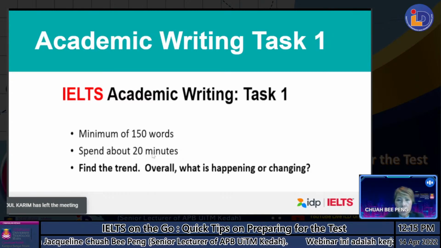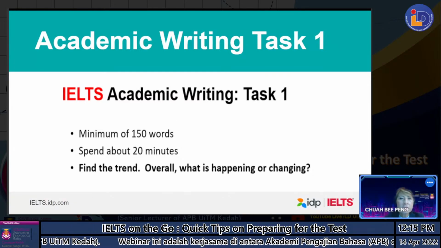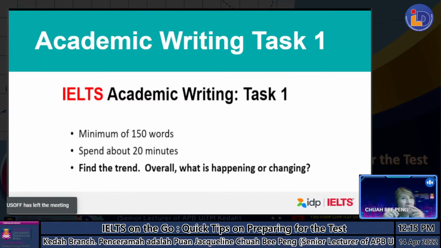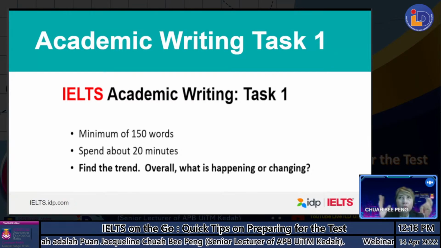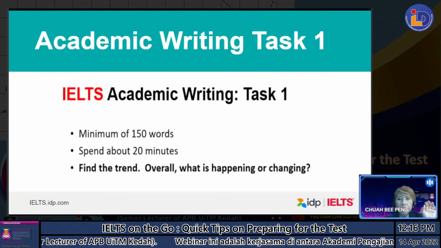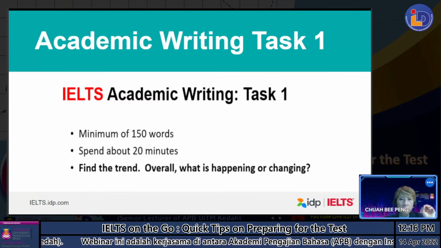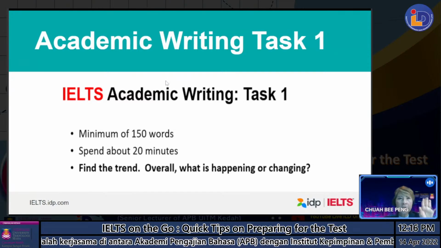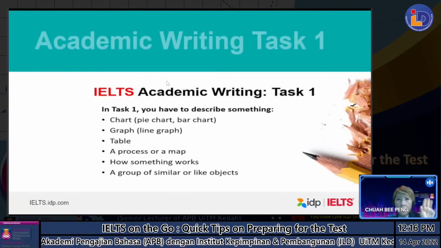Overall, what is happening or changing? You need to find a trend. You need to look at the trend and ask yourself, what is the change? What are the differences? What are the changes that you see in the charts or graphs or even the maps? You need to write that in a very objective manner. Descriptive is quite dangerous. When I say descriptive, sometimes candidates tend to write something like a travel brochure. No. It is about describing the trends in a very objective and clear manner.